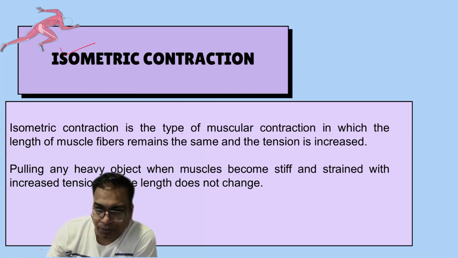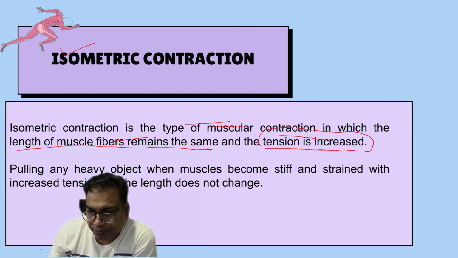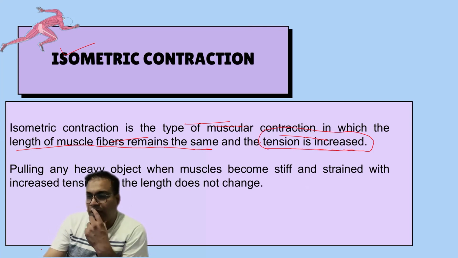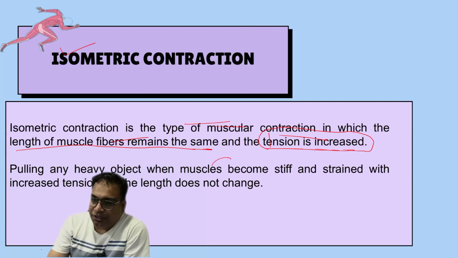Isometric is a type of muscular contraction in which the length of the muscle fiber remains the same, but tension is increased. Previously we discussed isotonic, where tension was constant and the length of the muscle fiber changed. But in isometric contraction, the length of the muscle fiber remains the same, but tension is variable or changes.